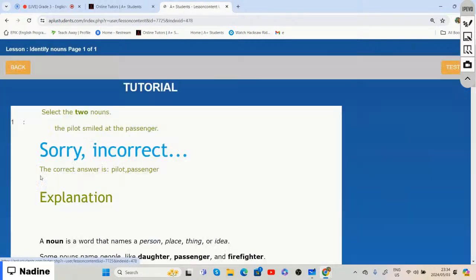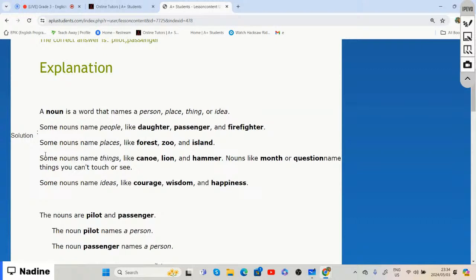So now we're going to identify nouns, right? And once again, we said a noun names people, places, things, animals also fall under things, and ideas, right? That is a noun. And we said it can be anything as long as it relates to the question.